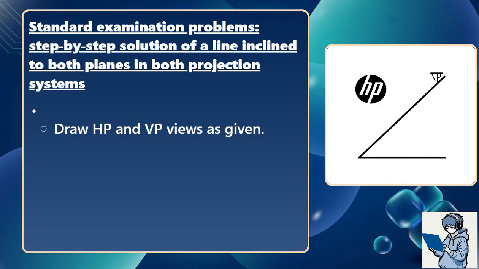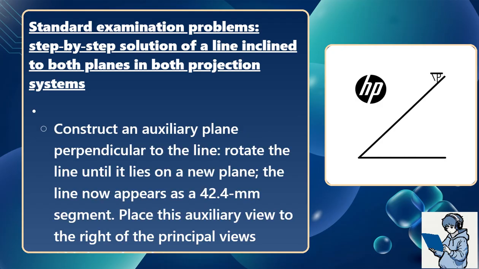Draw horizontal plane and vertical plane views as given. Construct an auxiliary plane perpendicular to the line. Rotate the line until it lies on a new plane. The line now appears as a 42.4 millimeter segment. Place this auxiliary view to the right of the principal view, following the third angle rule.